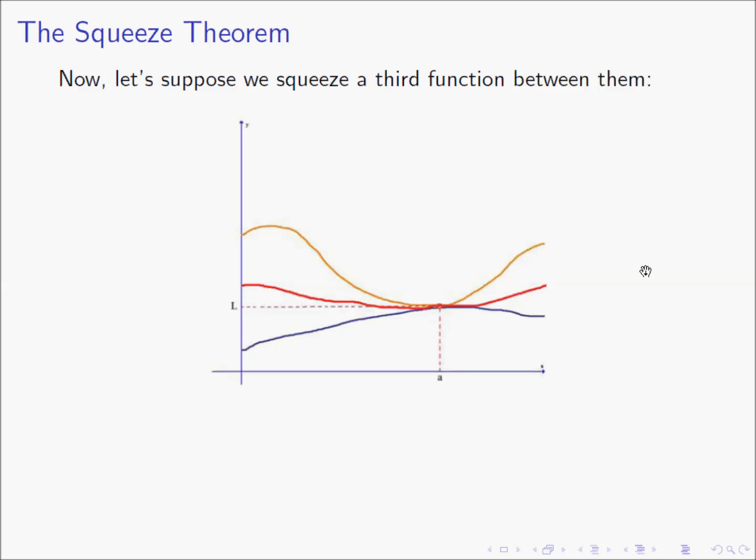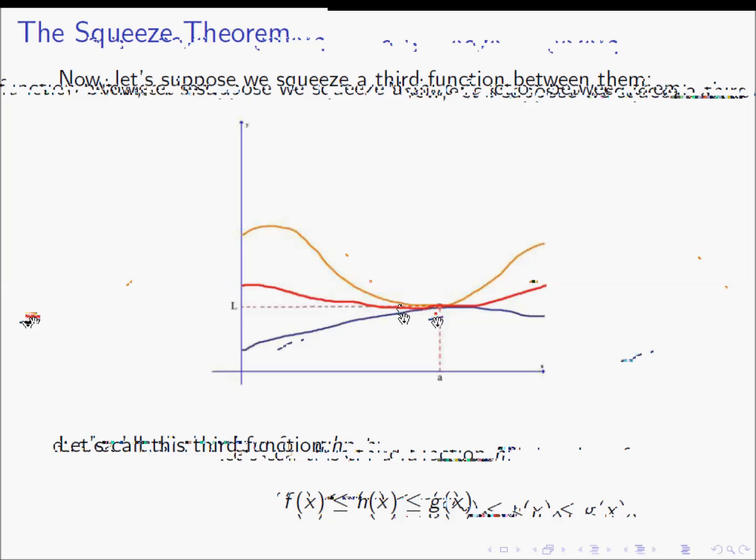And now we're going to introduce a third function that will be this red function, and we're going to call it h. And the function h will be such that it is always between these two functions. That is, its graph is something like this. It is between these two functions. So we can see that as x approaches a, h of x is squeezed between these two functions.